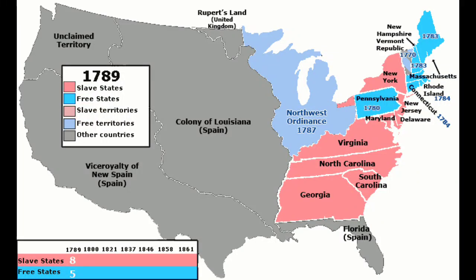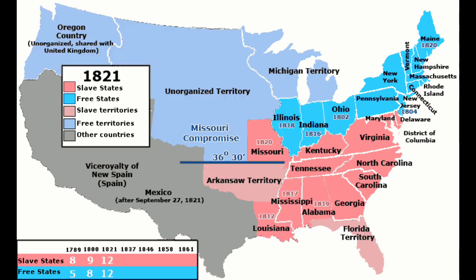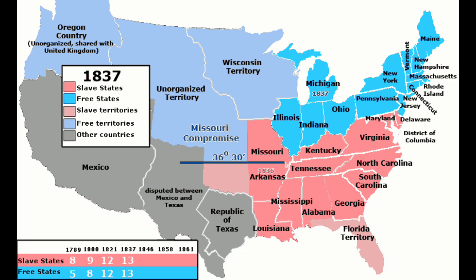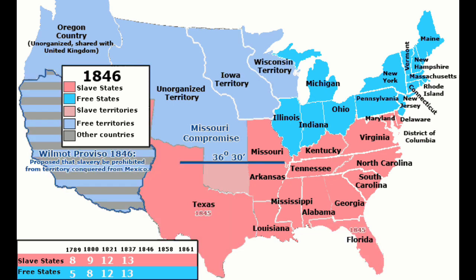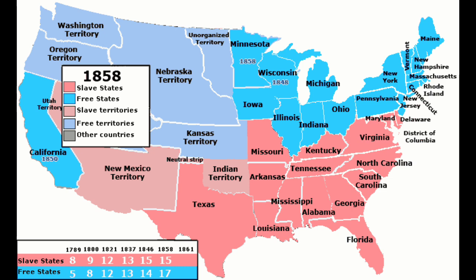The divide between slave states and free states was one of the most critical and contentious issues in the United States during the 19th century. This divide played a significant role in the political, economic, and social development of the country and was a key factor leading to the American Civil War. Understanding the dynamics between slave and free states provides insight into the growing sectionalism that ultimately tore the nation apart.